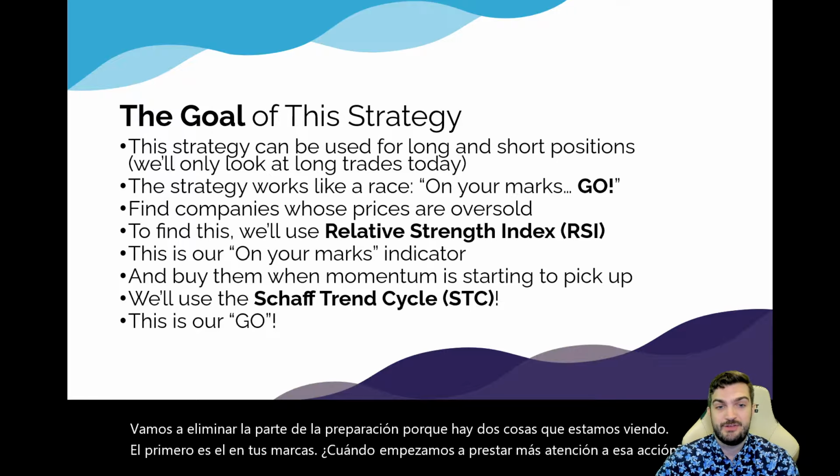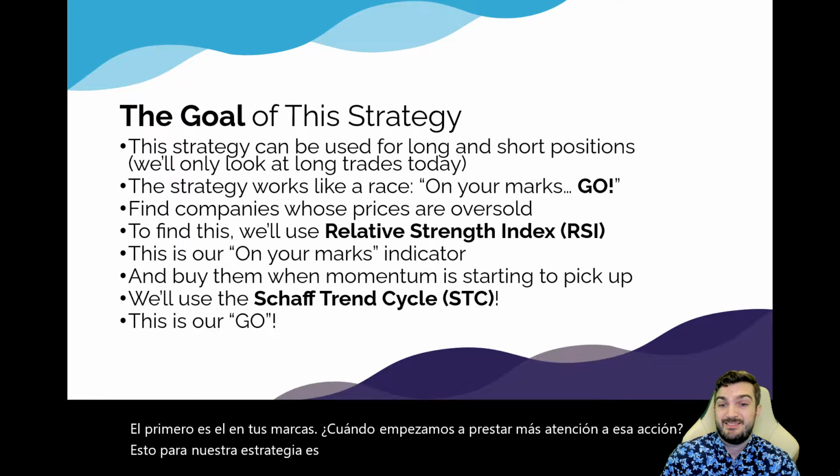For our strategy, we want to find a company that's oversold. That means that this company is currently undervalued, or is considered to be undervalued, because of some bad days that it's had recently, or some bad periods. It might not even be days. But the hope is that if it's going down, it will bounce and go back up. The indicator we'll use to do this is called Relative Strength Index, or RSI. This will be our on your marks indicator.